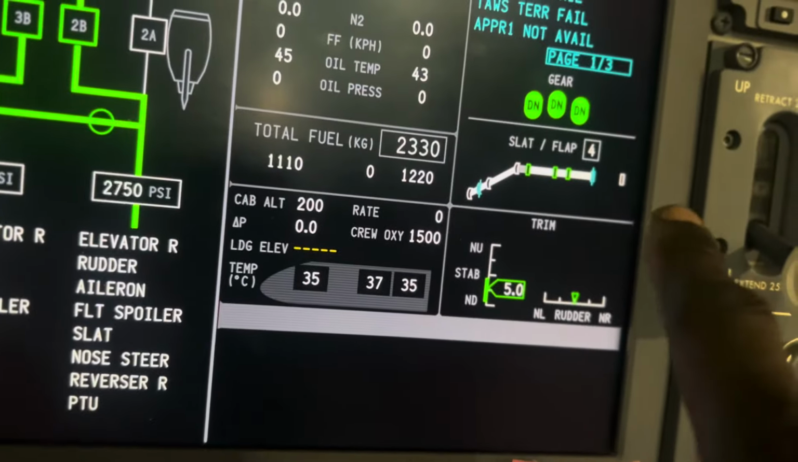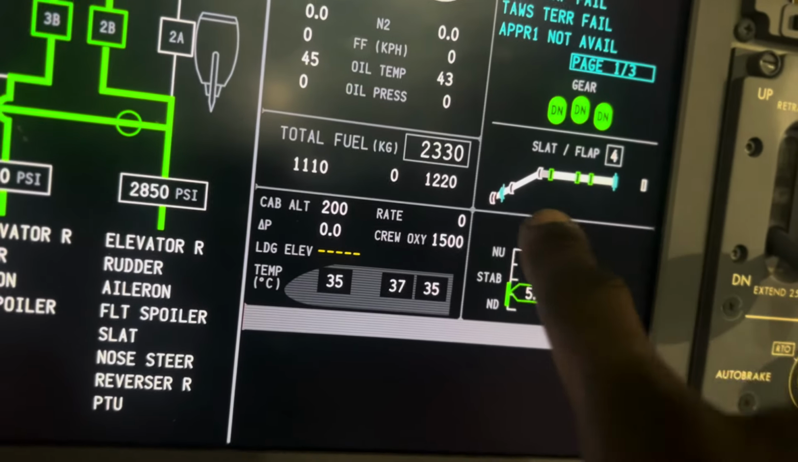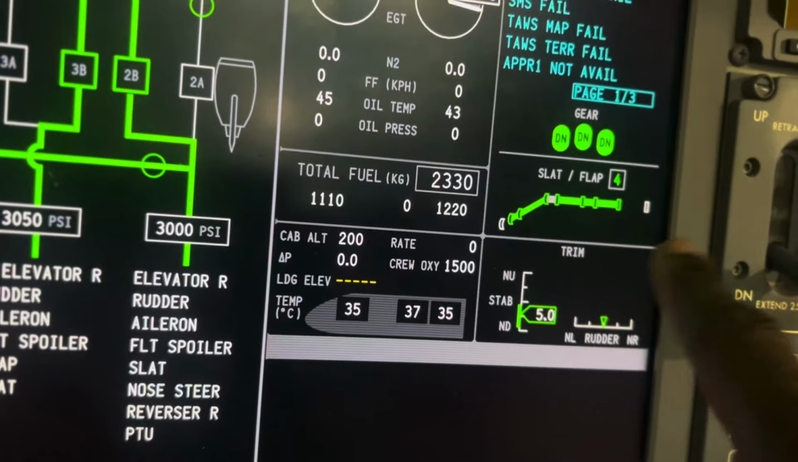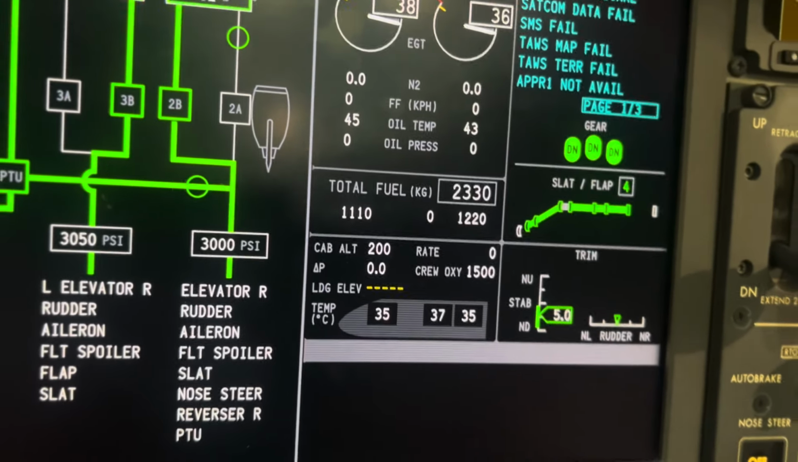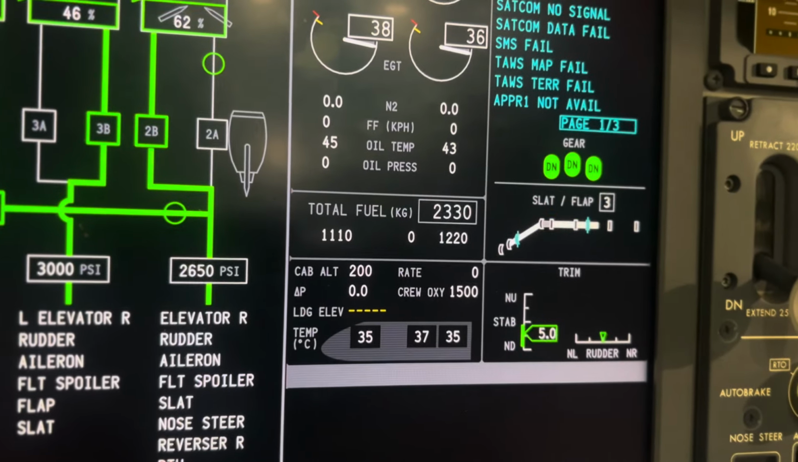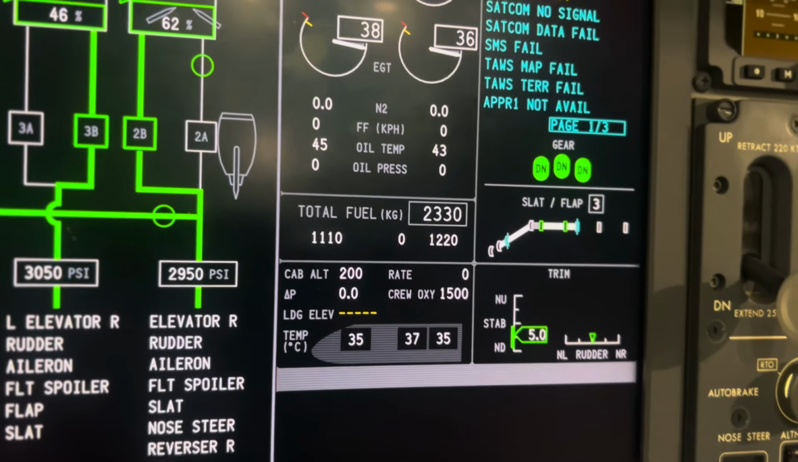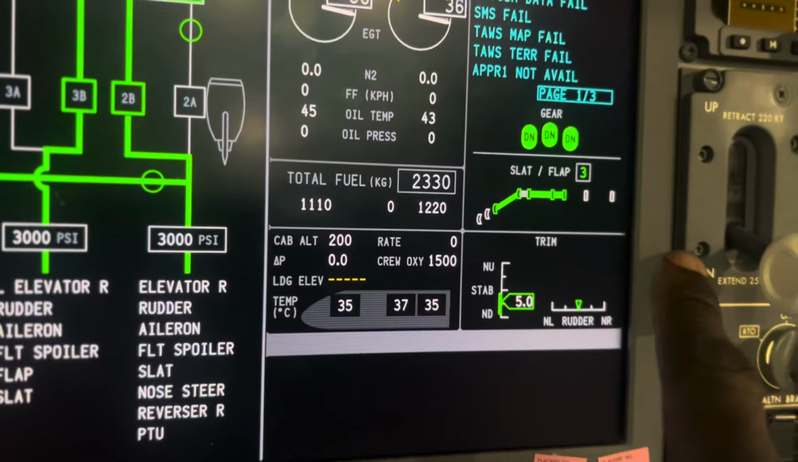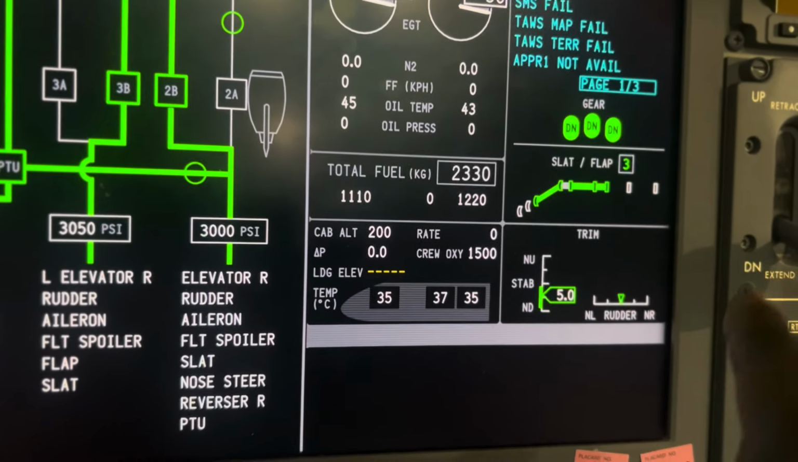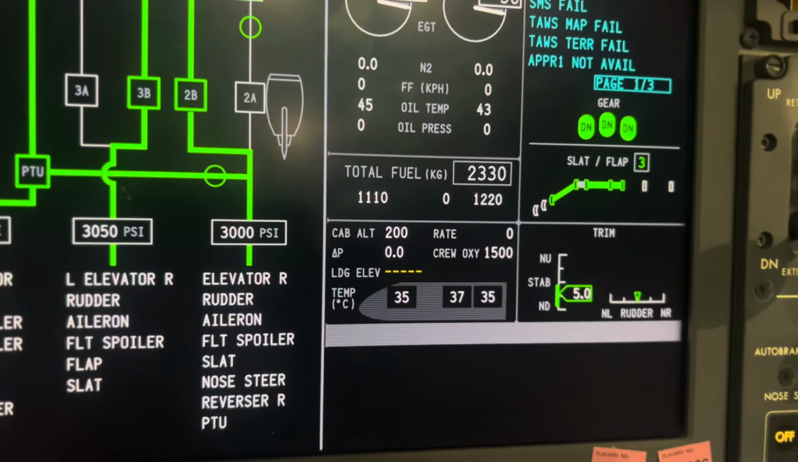Right? As you can see, my flap is moving, but my slat is also moving. So once it's green, now I can go to the next angle. You guys notice for number 3, only my flap moved, but my slats did not move, right? And you probably notice the same thing right now.